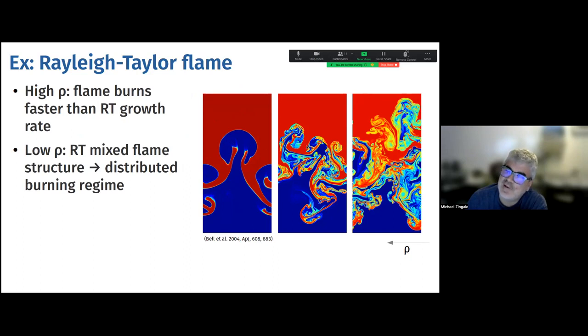And you see that at high density, the burning happens fast enough that it burns through the smallest wavelengths of the Rayleigh-Taylor instability before they can grow, and it makes a nice, sharp, well-defined flame. But at the lower density, the Rayleigh-Taylor can grow faster than the burning takes place, and it creates this very convoluted, wrinkled flame, entering the regime of what we call distributed burning. So this is an example of how the turbulence and the burning can interact.